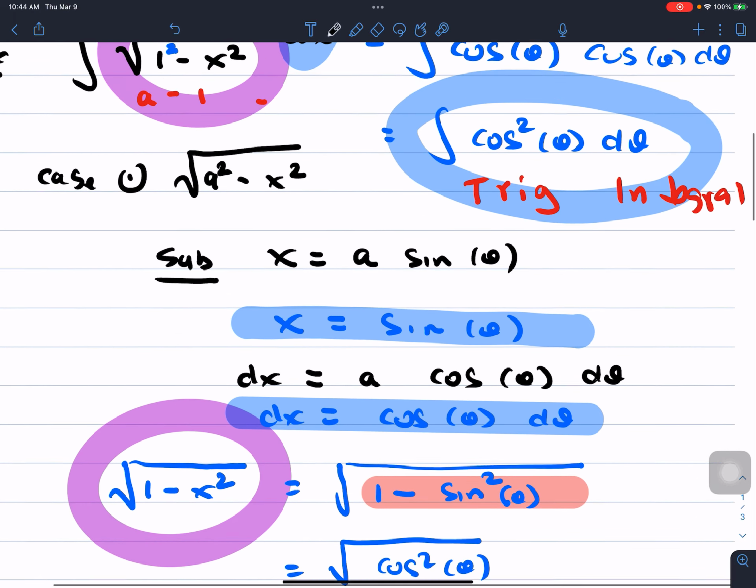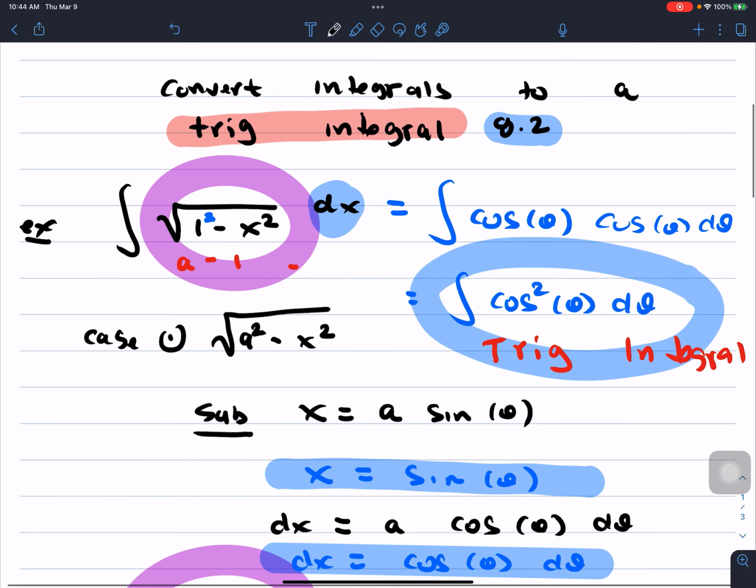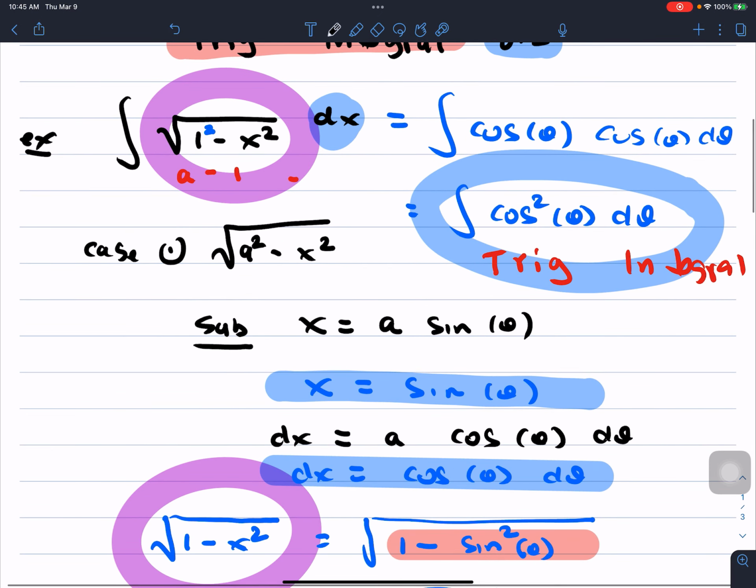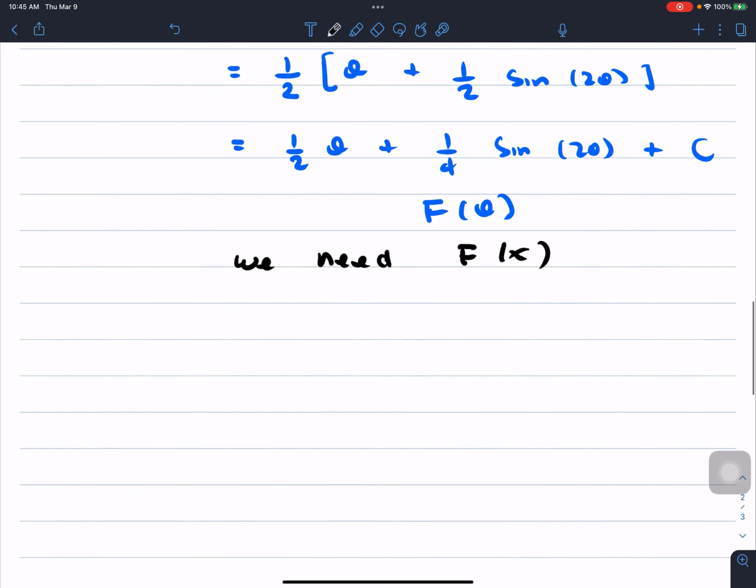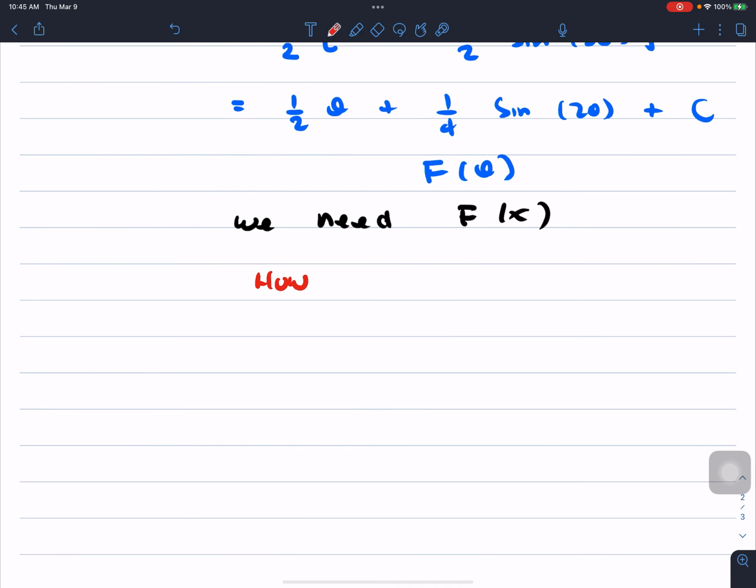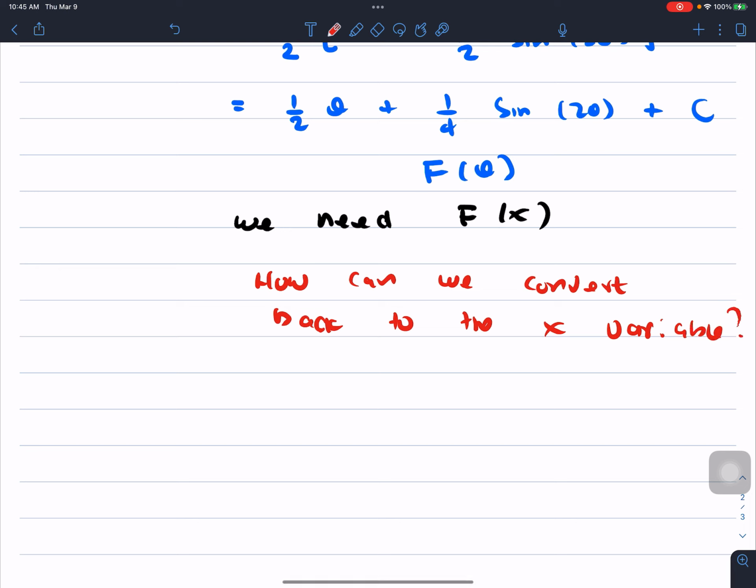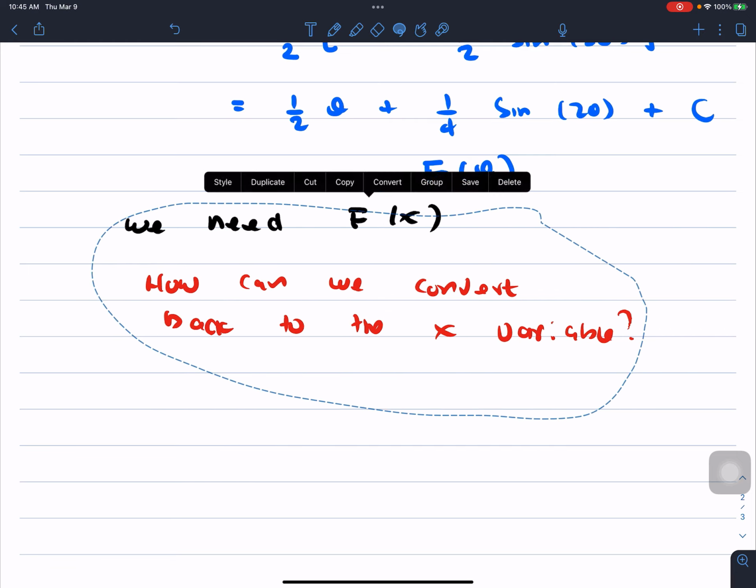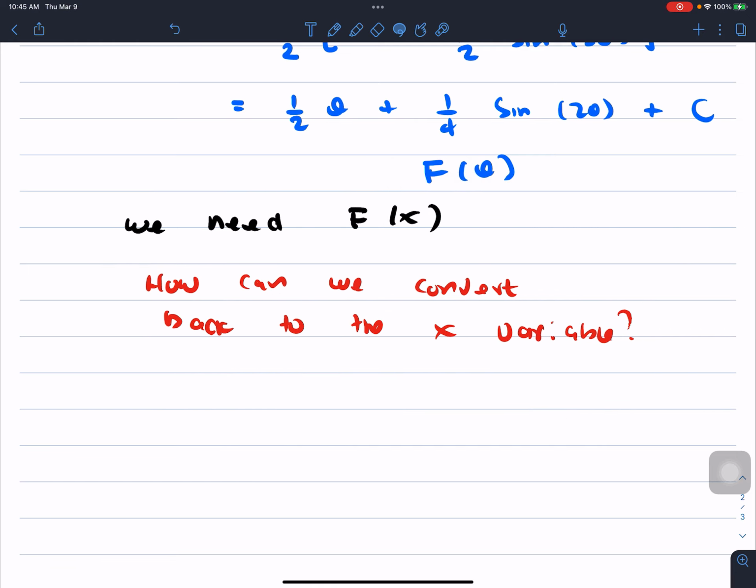Okay? So what do you do now? Do you guys know what you do? Here's a question. How can we convert back to the x variable? It's a question. We got to convert back to the what? X variable. How do we do it?